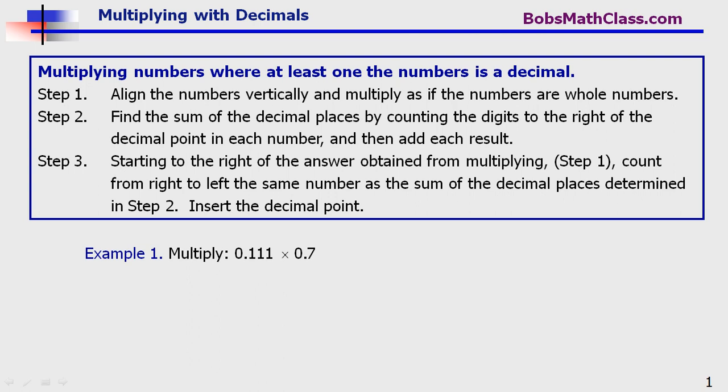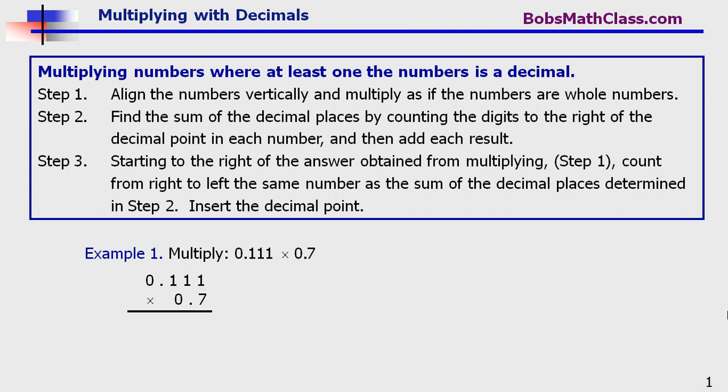Step 3. Starting to the right of the answer obtained from multiplying in step 1, count from the right to the left the same number as the sum of the decimal places determined in step 2. Then insert the decimal point. I know, that seems kind of weird, huh? Okay, so maybe pause the video, write down those steps, and then we'll get to doing some examples here.